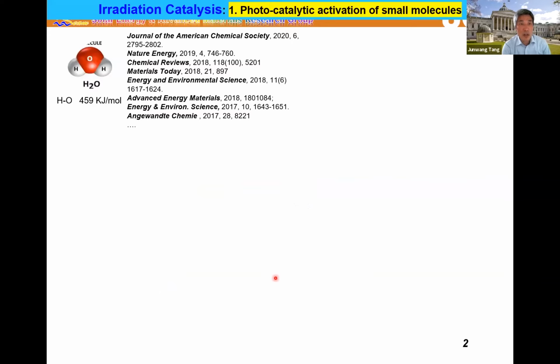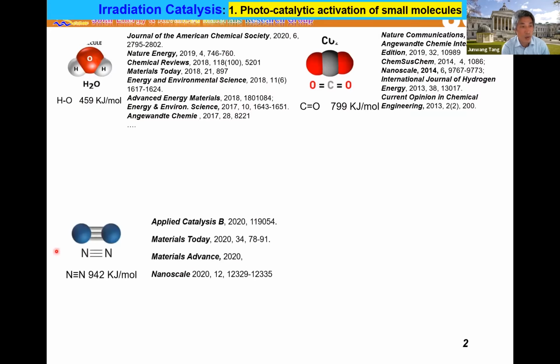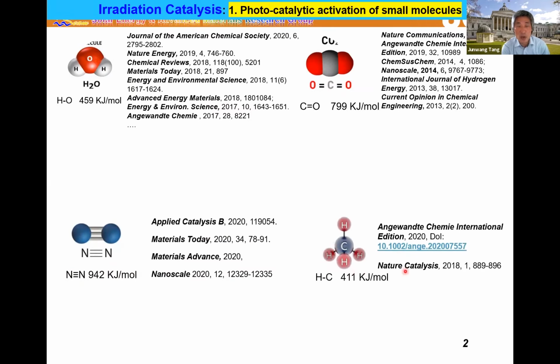In my group, we work on photocatalytic activation of small molecules. The first molecule we are interested in is water, splitting it to produce hydrogen gas, as just mentioned. The second is CO2 conversion to either chemicals or liquid fuels. The third is to convert natural gas to ammonia, because this is currently a big CO2 emitter in industry. The last one is to activate small organic molecules, such as methane, to high value chemicals.